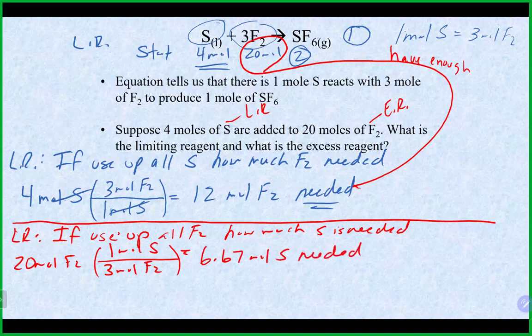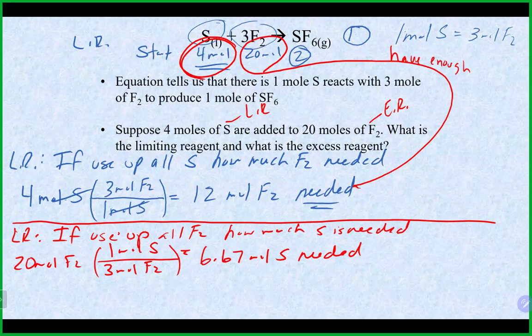So in this case, if I chose the other reactant, I have now calculated that I need 6.67 moles of sulfur. How many moles of sulfur do I have? I only have 4, so I do not have enough in this case, which tells us the same thing, that again, because I do not have enough, the sulfur is going to be my limiting reagent, and by default, the F2 would be my excess reagent.